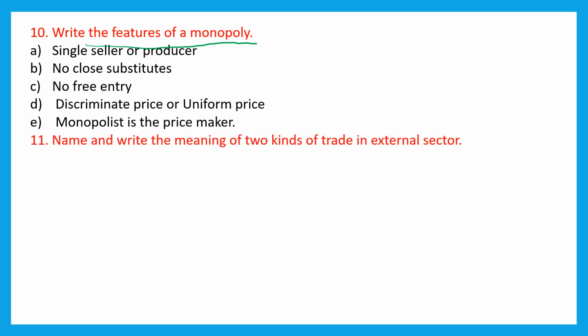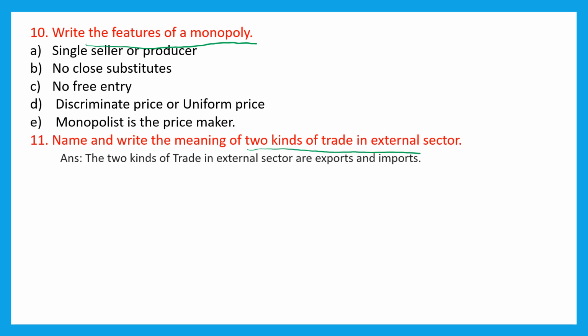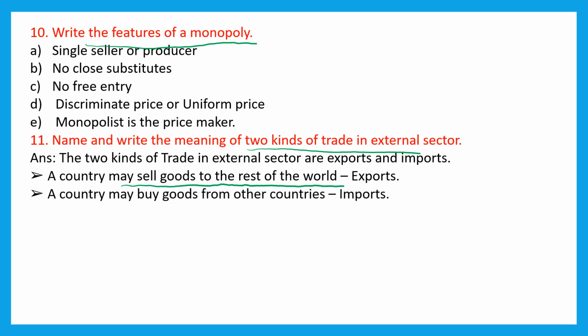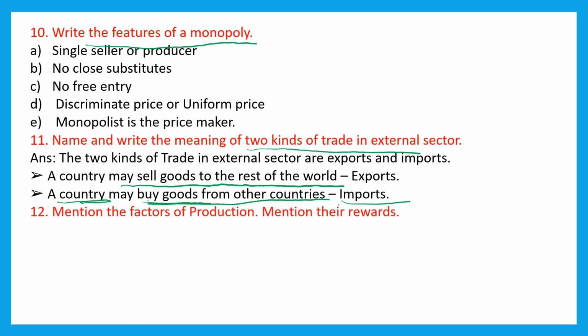Name and write the meaning of two kinds of trade in the external sector. The two kinds of trade in the external sector are exports and imports. A country may sell goods to the rest of the world, called exports. A country may buy goods from other countries, called imports.